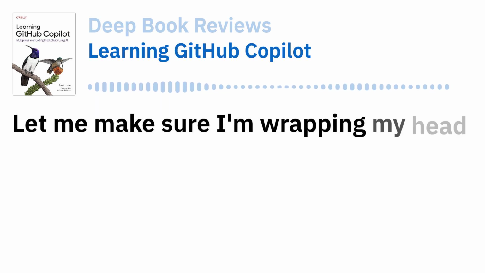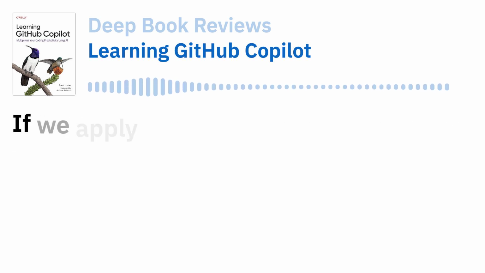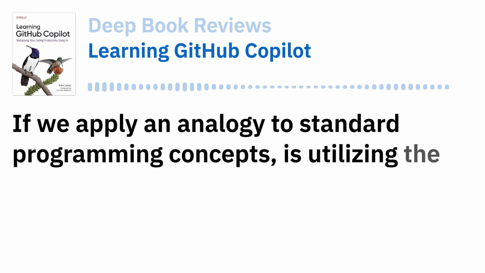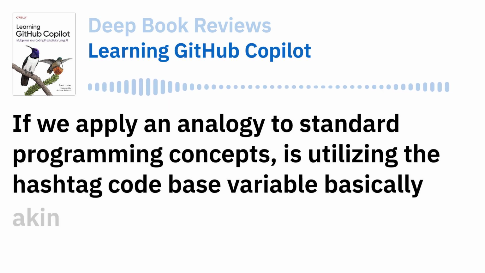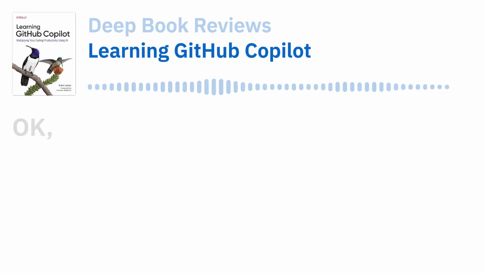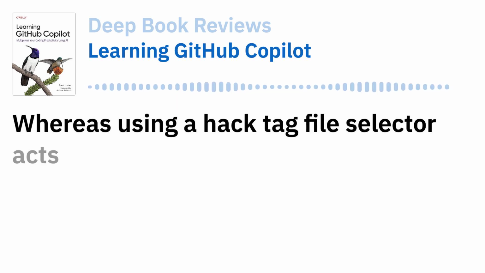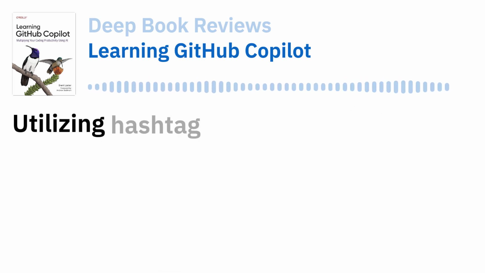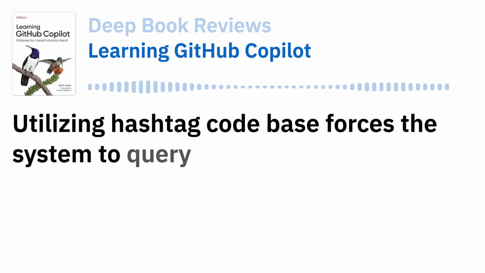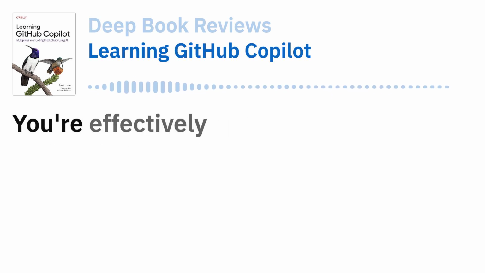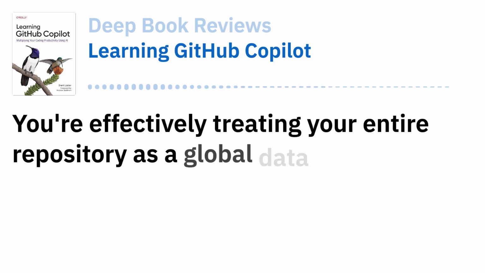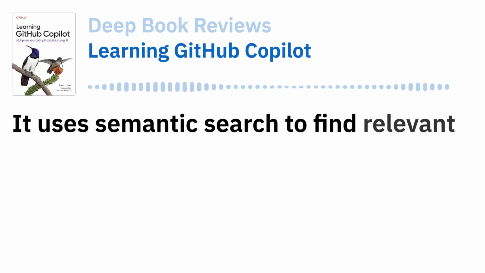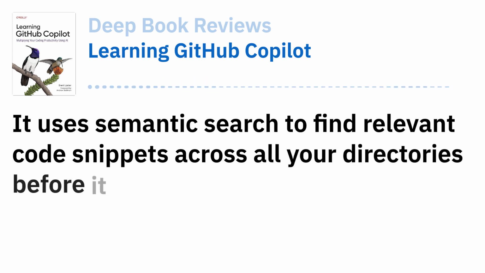Let me make sure I'm wrapping my head around this context targeting. If we apply an analogy to standard programming concepts, is utilizing the #codebase variable basically akin to declaring a global variable, whereas using a #file selector acts as a strict local scope constraint. That is actually a perfect analogy. Utilizing #codebase forces the system to query the automated workspace index. You're effectively treating your entire repository as a global data space. Which relies on semantic search, right? Exactly. It uses semantic search to find relevant code snippets across all your directories before it synthesizes a response.